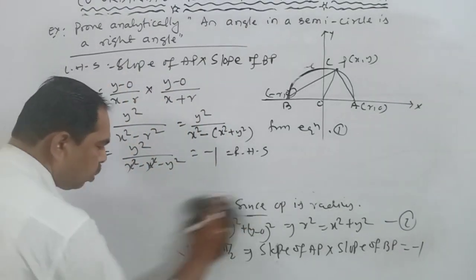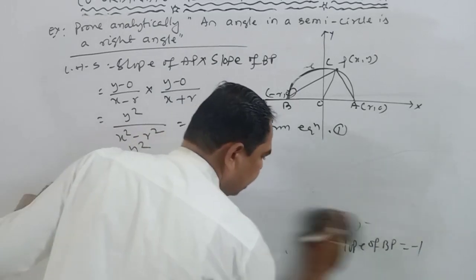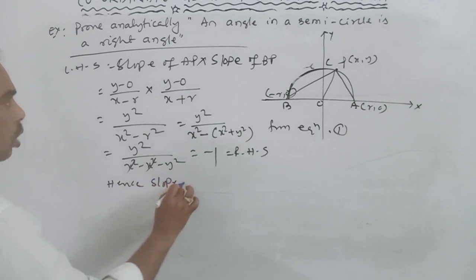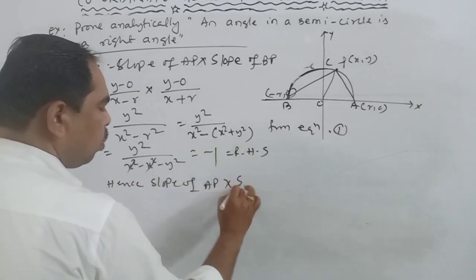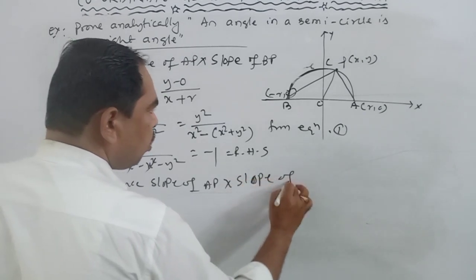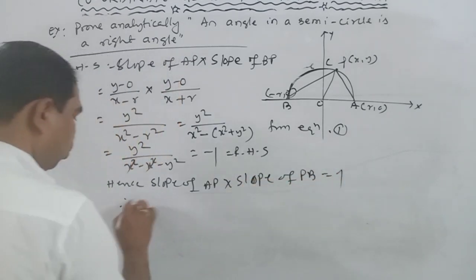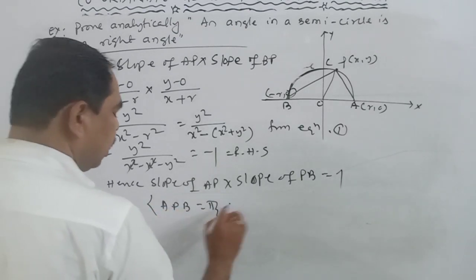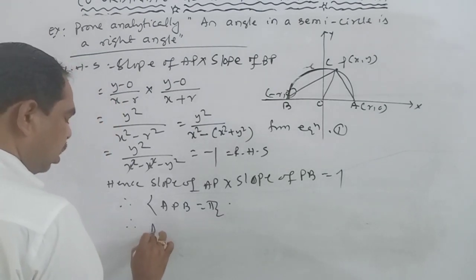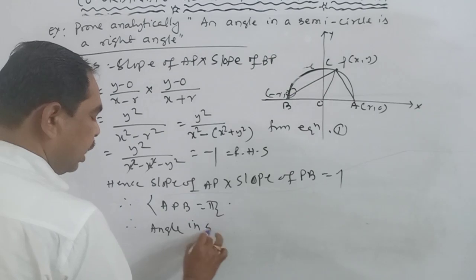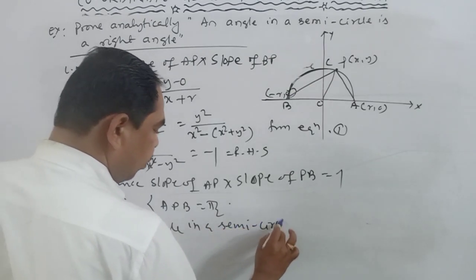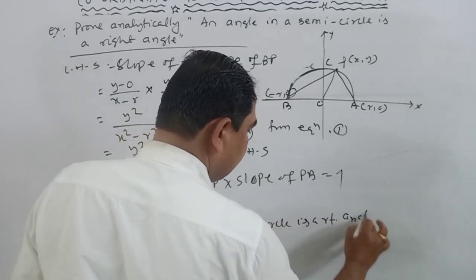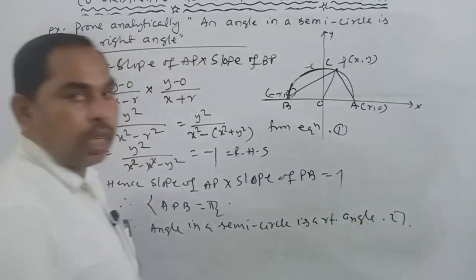Hence, slope of AP into slope of PB is equal to minus 1. Therefore, angle APB is equal to pi by 2. Hence, an angle in a semicircle is a right angle. Hence proved.